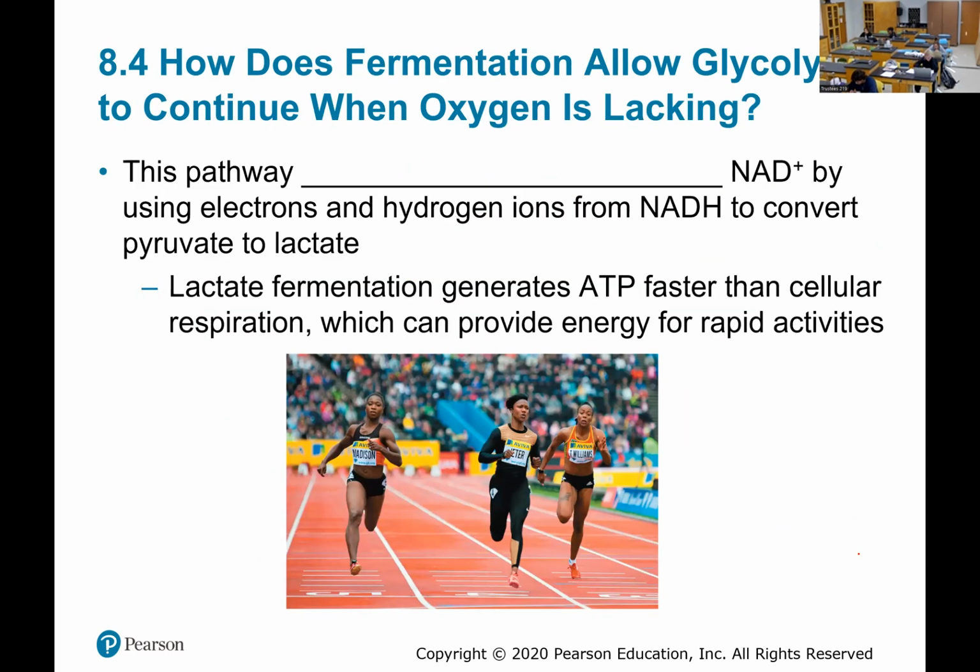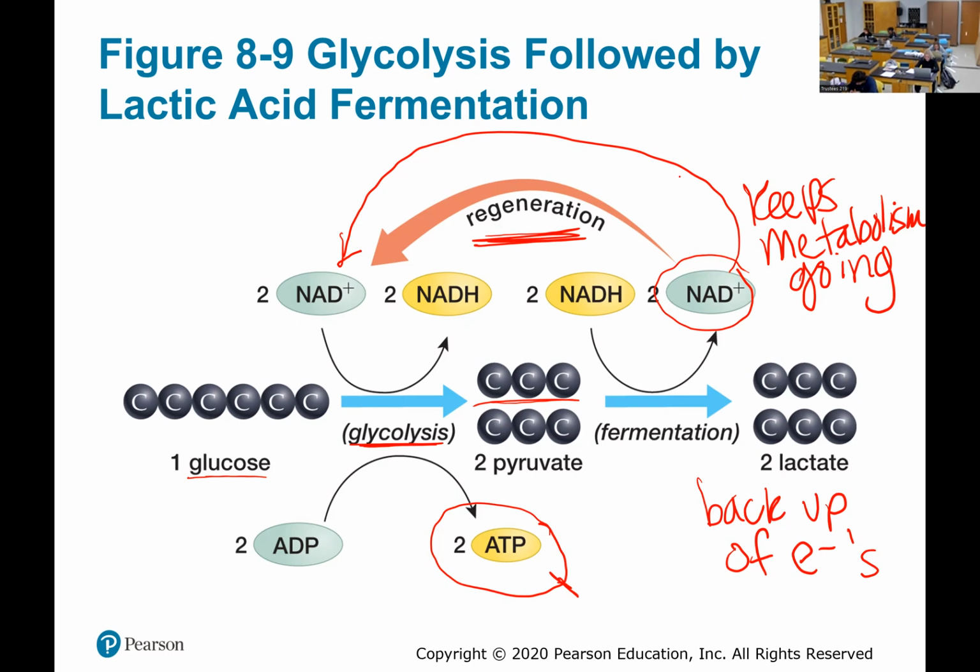Okay, so it says this pathway regenerates, or if you like the word, recycles, NAD plus by using the electrons and the hydrogens to convert pyruvate to lactate. So I guess I skipped that part. In glycolysis, it produces the NADH. It plucks those high energy electrons out and puts them on NADH. And normally that NADH would go to the electron transport chain, but here it can't because there's insufficient oxygen. So the NADH then drops off its electrons here to help produce lactate or lactic acid.